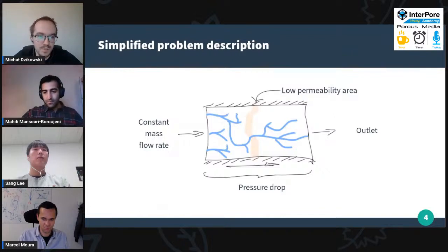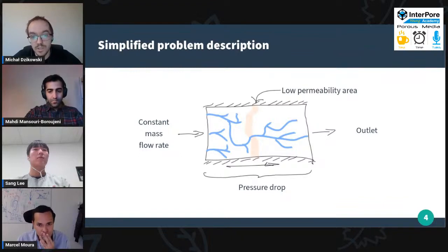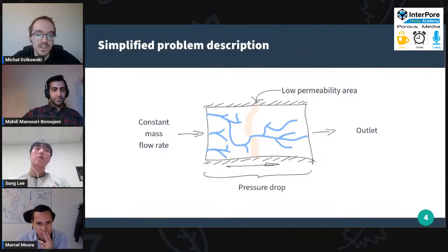To create a very simple picture of it, in all cases that I'm going to talk about, there's a constant mass flow rate on one side of the sample, and there is a fixed pressure on the other side of the sample. The flow is forbidden to go outside of the sample. There's no periodic boundary or some escape zone here. And there is a dissolution wormhole that appears inside this medium.